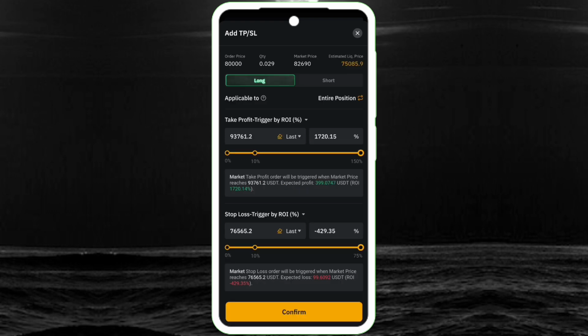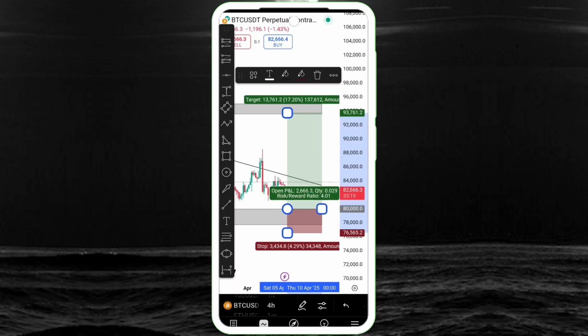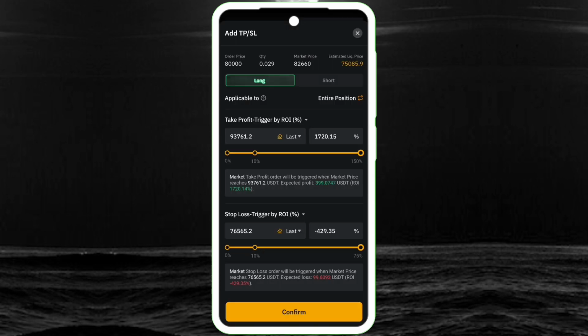Pay attention to the text below. They say market stop loss order will be triggered when market price reaches 76,567.2 USDT. Expected loss is 99.6 USDT, which means if the trade goes against us, you're not going to lose more than $100, no matter how much leverage you use. But if the trade goes full take profit, we are making close to $400, which is 399.06, which is 4:1. We are risking $100 to make $400.